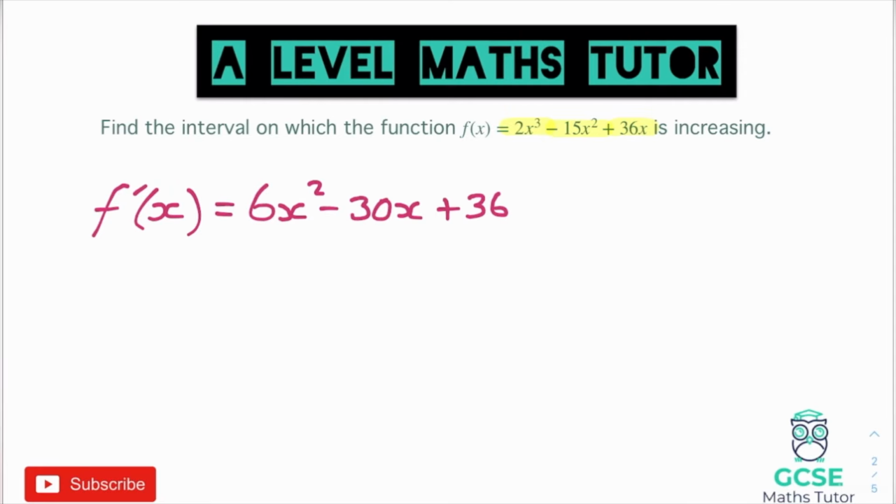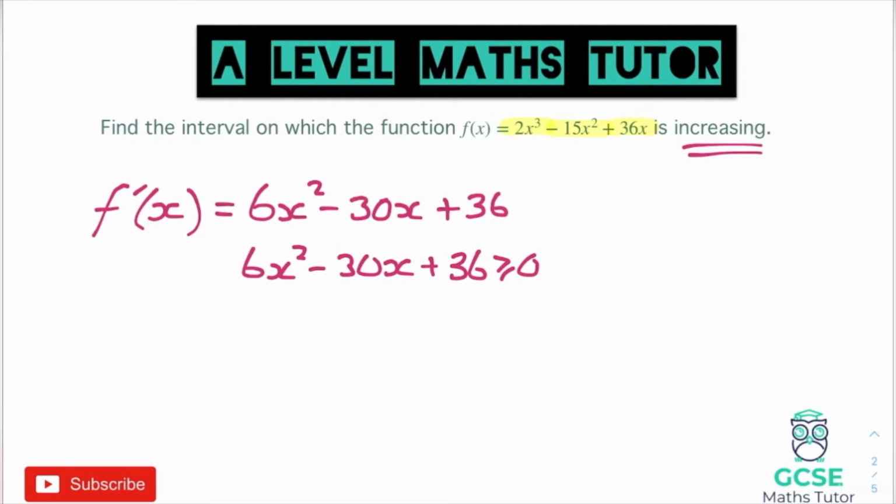Now, in order to find when this is increasing, which is what this question is asking, we're going to find whereby this differentiated function is greater than or equal to 0. So if we just write it as an inequality, when is 6x squared minus 30x plus 36 greater than or equal to 0? Again, don't forget that just means when is the gradient going to be bigger than 0? Or in other words, when is it sloping upwards?